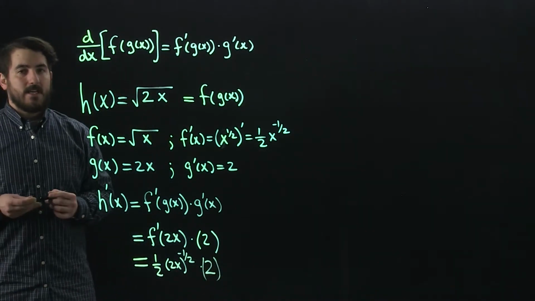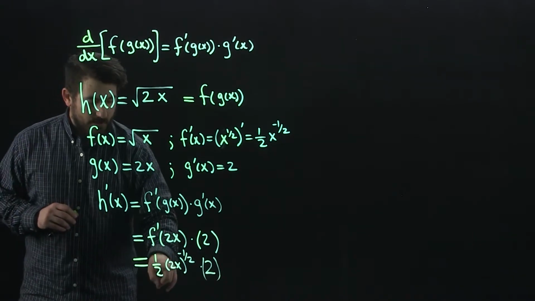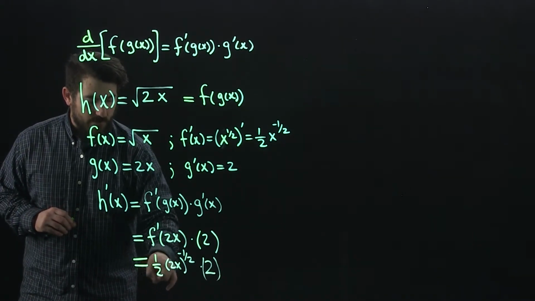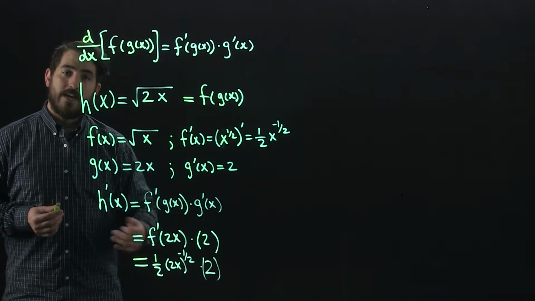Again, this is not in its simplest form. You can see that the 2's cancel out. But please do not cancel these 2's. Those 2's cannot cancel out because it's in the square root. And it's also in the negative exponent.